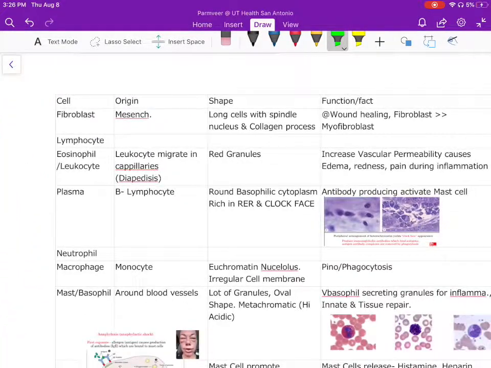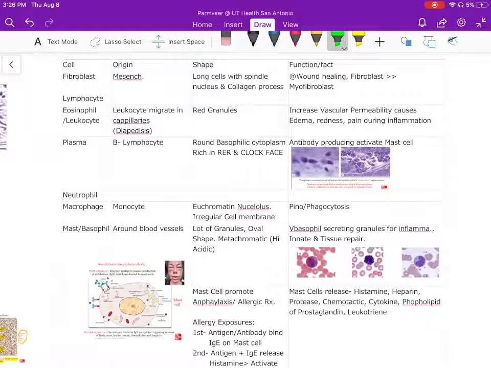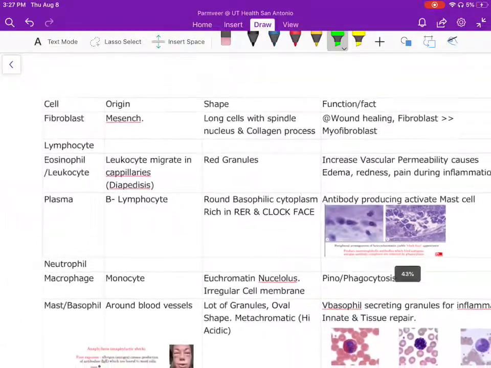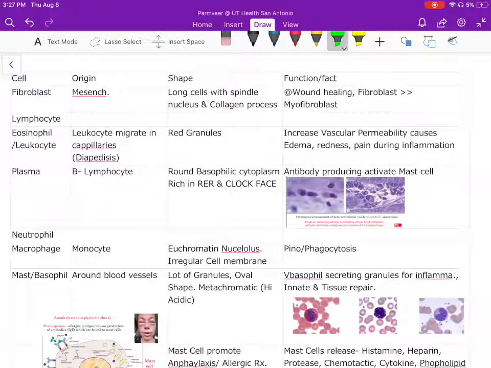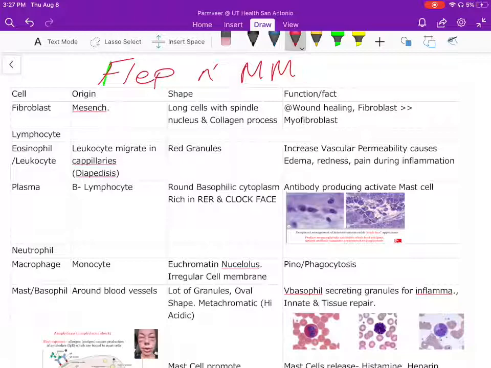And then finally, we will discuss all of the cells of connective tissue in a small detail in a chart, so it's easier to organize. So here we have fibroblasts. The first we have our FLIP mnemonic: F-L-I-P-N-M-M-A.